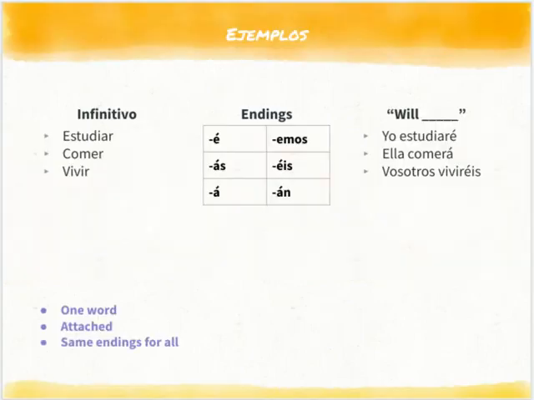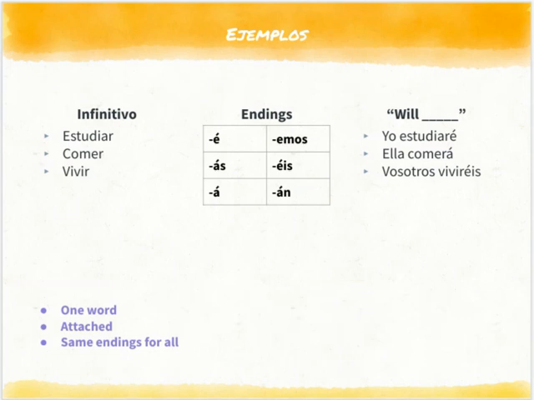Ok, aquí ustedes tienen los ejemplos. Infinitivos, AR, ER, and IR, regular verbs. These 6 endings that you see are the endings that any verb in the future will use. Doesn't matter if it's AR, ER, or IR. They all use these endings. And you can see they have accent marks on most of the endings except for the nosotros form.